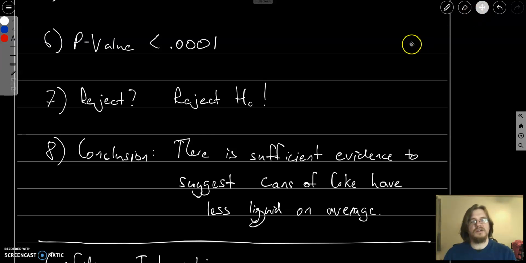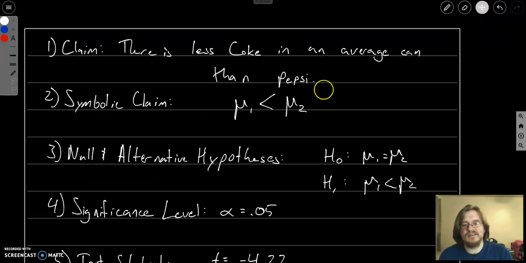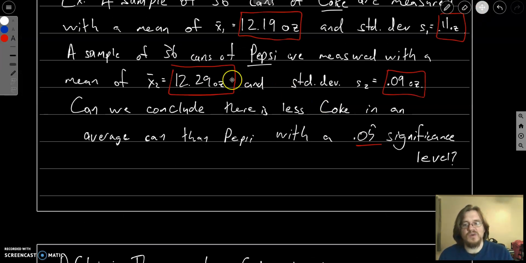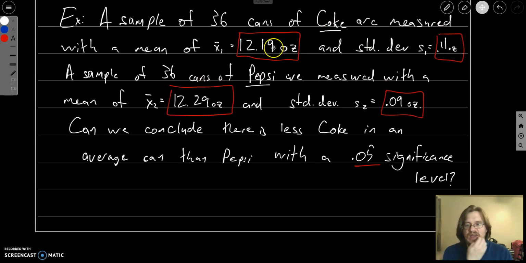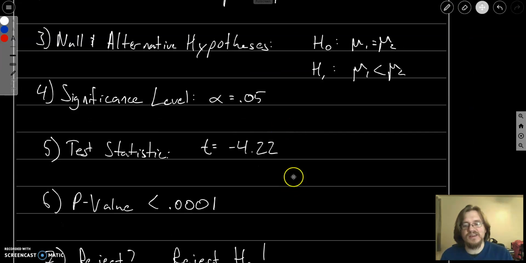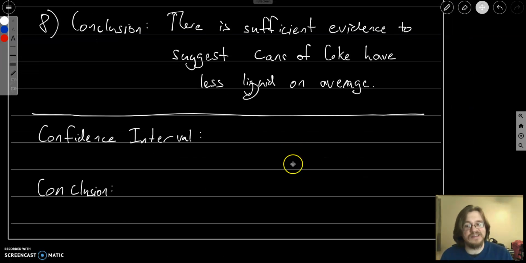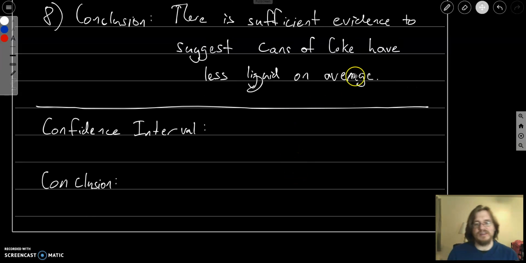Cool. Now, as just a quick aside, how much less? Well, the Coke has 12.19 ounces, and the Pepsi on average, the mean is 12.29. A tenth of an ounce is not going to be very significant, as in practically significant. But there is statistical significance, and enough to say that we would expect it to have less.